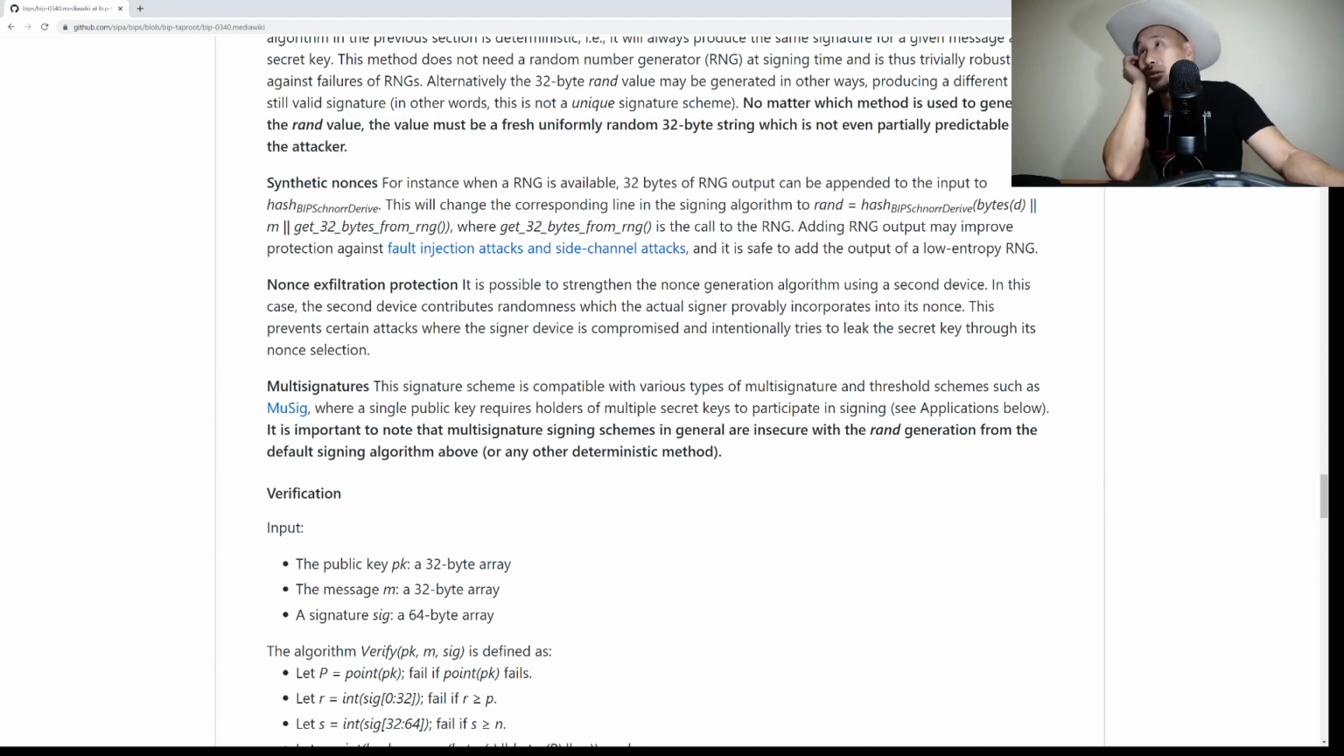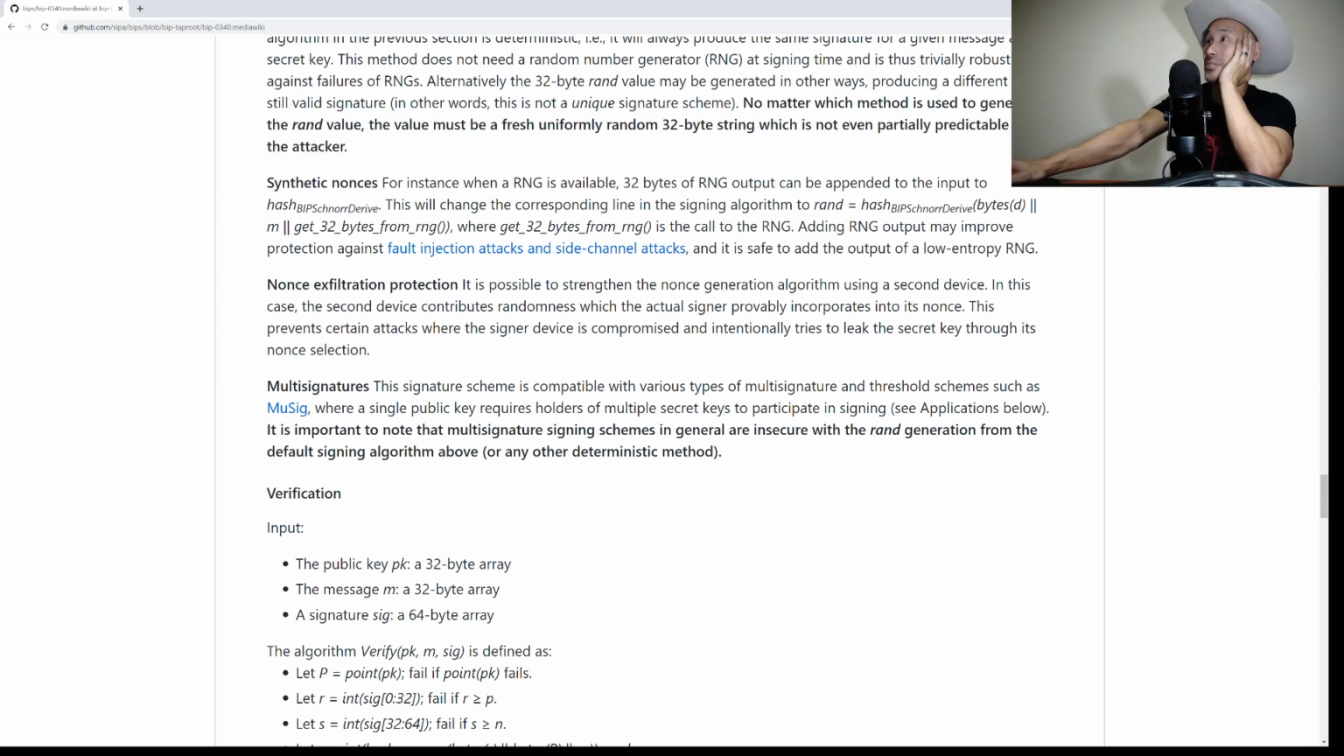Nonce exfiltration protection. It is possible to strengthen the nonce generation algorithm using a second device. In this case, the second device contributes randomness which the actual signer provably incorporates into its nonce. This prevents certain attacks where the signer device is compromised and intentionally tries to leak the secret key through its nonce selection. Ooh, yeah, that's a really good one, because exfiltration protection is particularly an attack vector for hardware wallets and so on. If the firmware gets leaked or something, but you don't have access to the secure element, the nonce being chosen can give information, and enough of those can leak your private key.